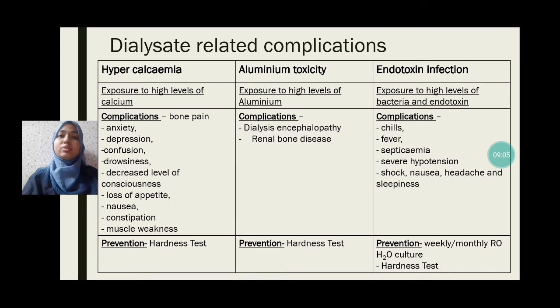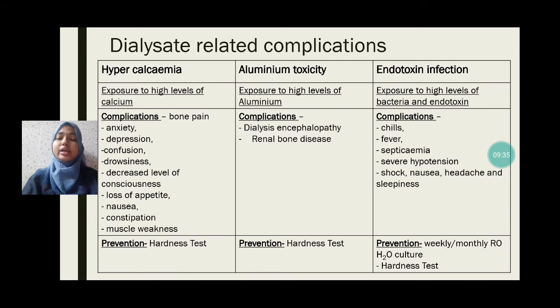Endotoxins are basically a kind of bacteria, dead bacteria or live bacteria. So if a patient is getting an endotoxin infection, it may be because of high levels of bacteria and endotoxins. So the patient will immediately show complications such as chills, fever, septic shock, severe hypotension, nausea, headache. So how will we prevent these things? By weekly or monthly RO water culture or hardness test.